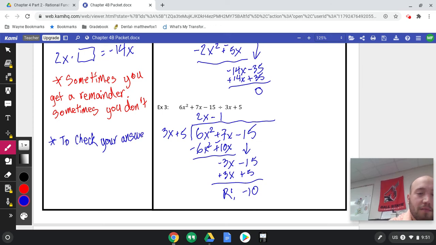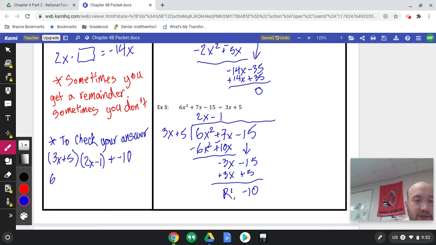We'll start by multiplying whatever we divided by and whatever our answer was. So in our case, we're going to FOIL those. So 3x plus 5 and 2x minus 1. And then in our case, we also know there's a remainder of negative 10, so we need to add that on at the end. So we multiply here, we get 6x squared minus 3x plus 10x minus 5. Don't forget minus 10 at the end.